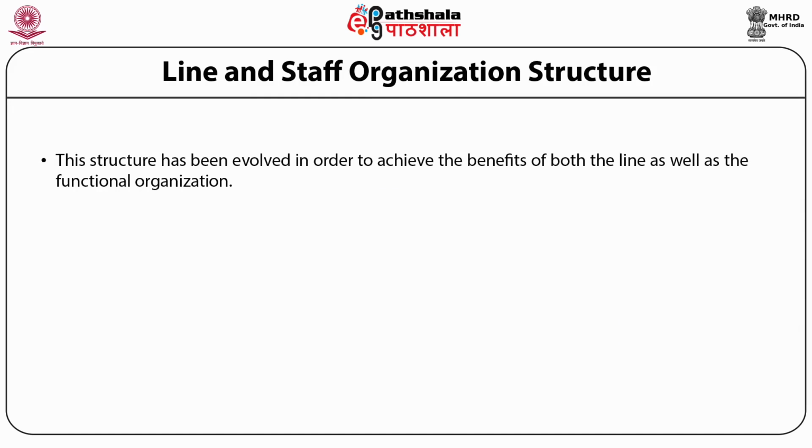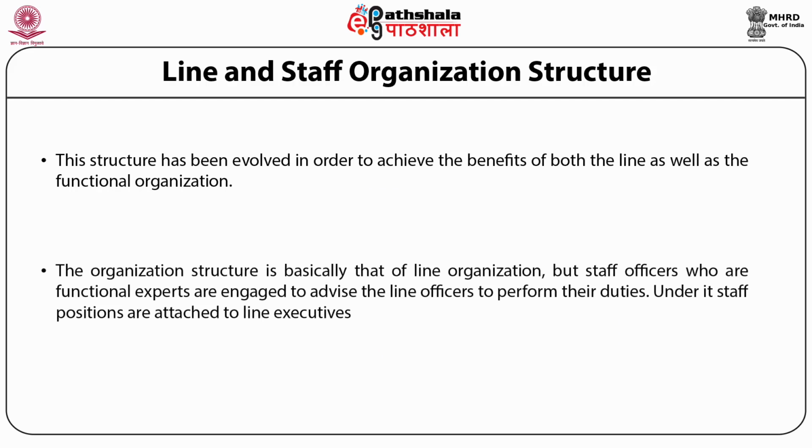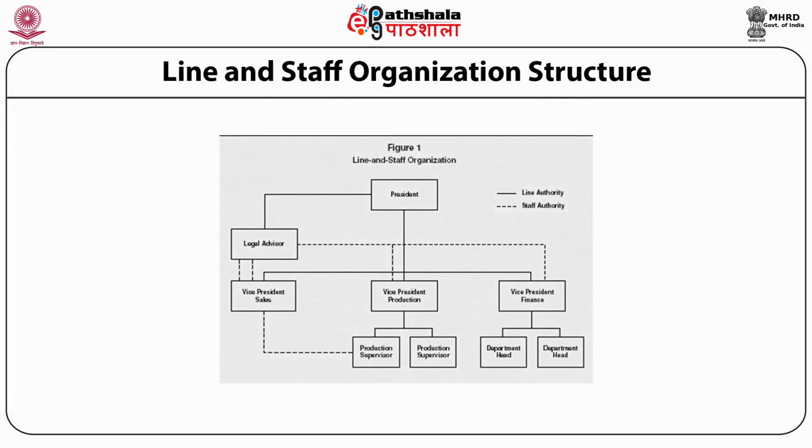Now we shall study the line and staff organization structure. This structure has been evolved in order to achieve the benefits of both the line as well as the functional organization. The organization structure is basically that of line organization, but staff officers who are functional experts are engaged to advise the line officers to perform their duties. Under it, staff positions are attached to line executives.